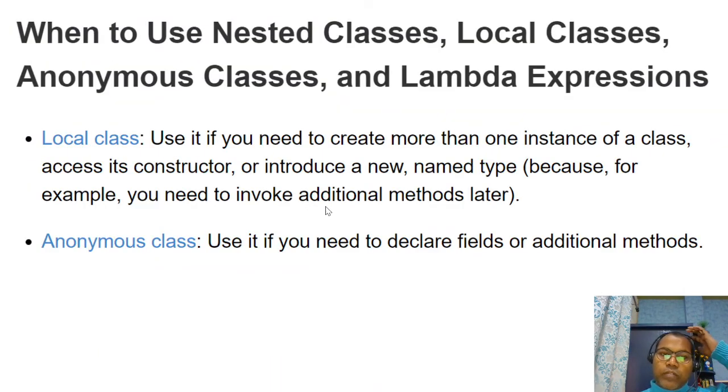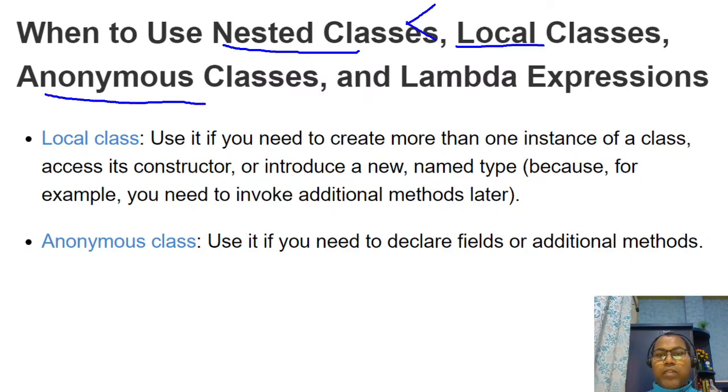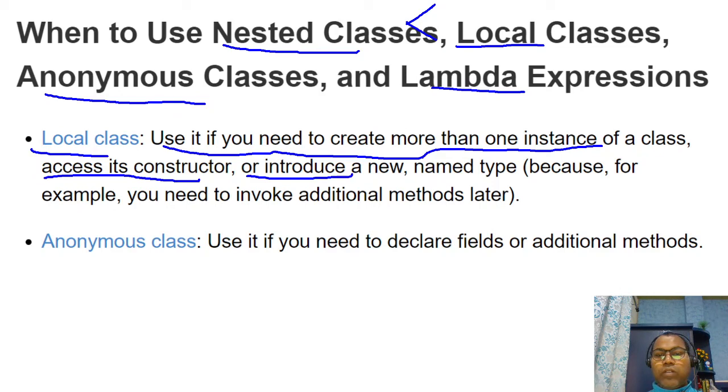So last, we have to discuss where we can use each of these. We have studied nested classes. We have two kinds of nested classes: inner class and static nested class, as well as local classes. We discussed anonymous classes, lambda expressions and method references. So use local classes when you need to create more than one instance of a class, to access its constructor or introduce new method types. So here we can use the local classes.